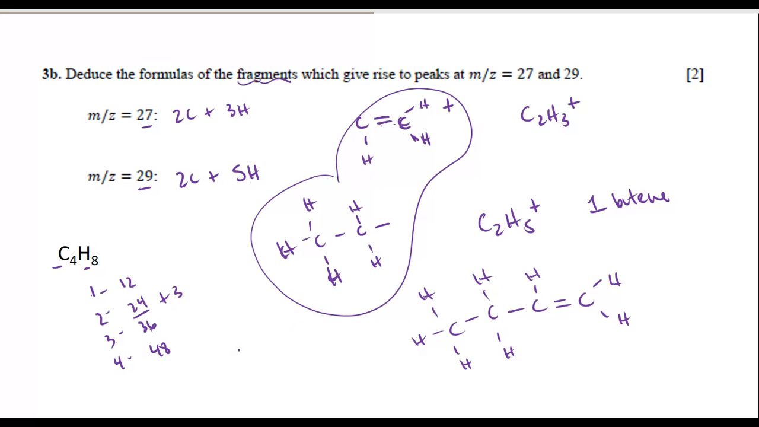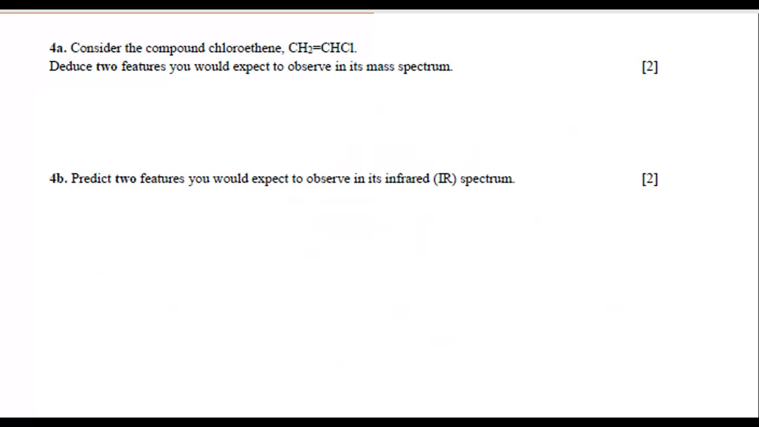If it had been, just a quick gander, if it had been 2-butene, it more likely would have split here, and I would have 2 of the same masses. So it would just be a little bit different in terms of those fragment sizes. All right, next one, let's look at this guy. We've got chloroethene. We need 2 features that we would expect to see in mass spec. So the easy thing to think about, I'm going to go ahead and draw it.